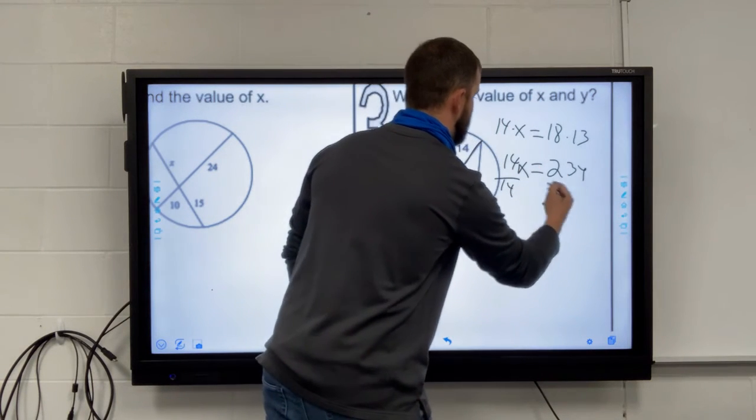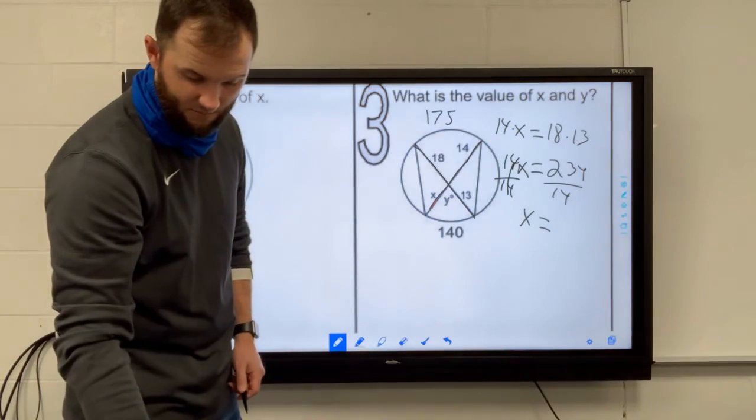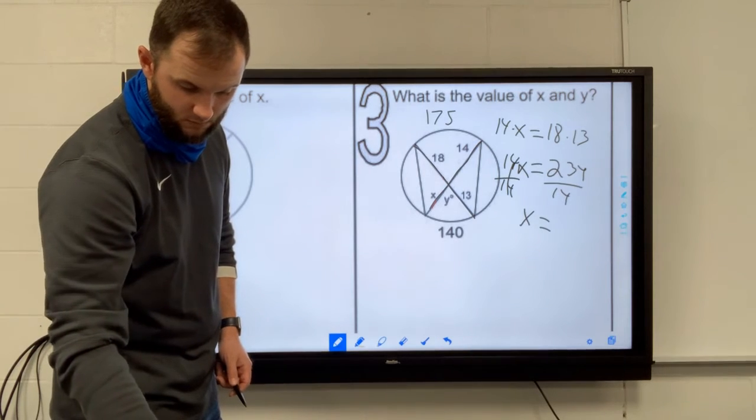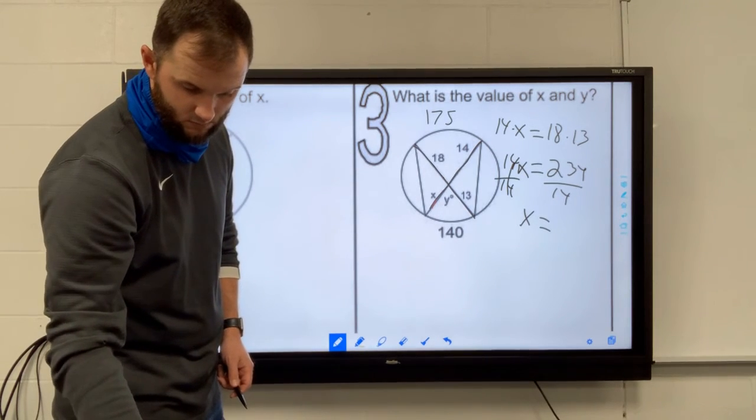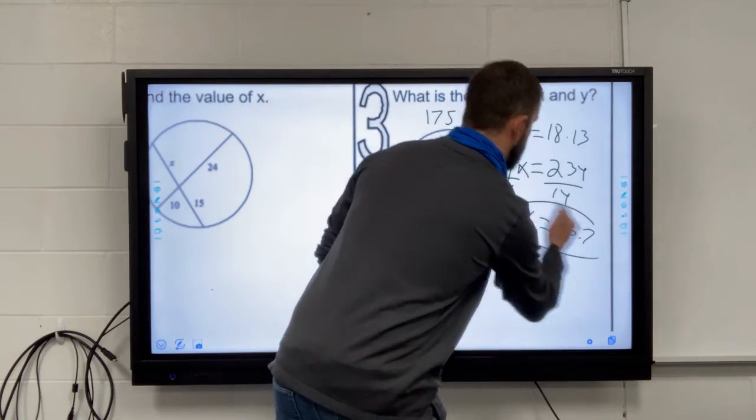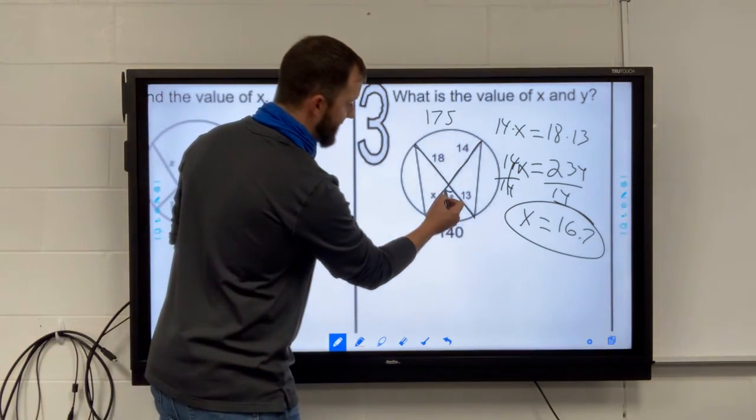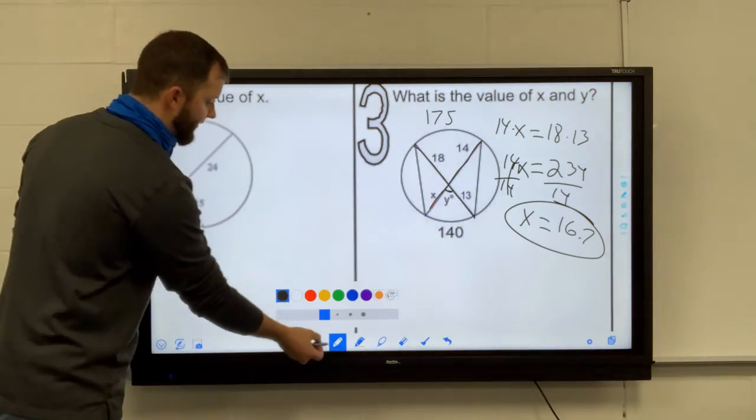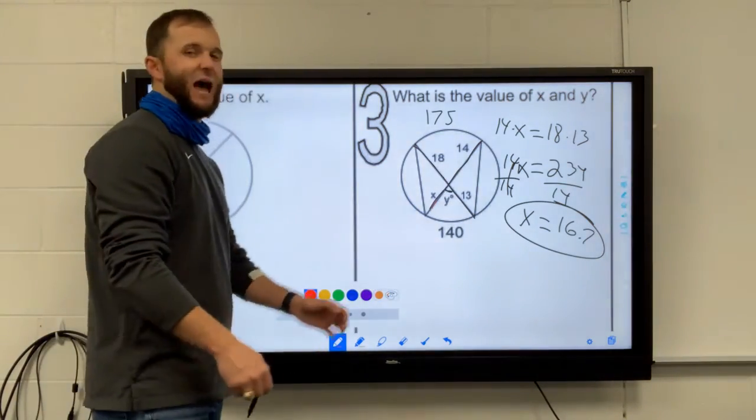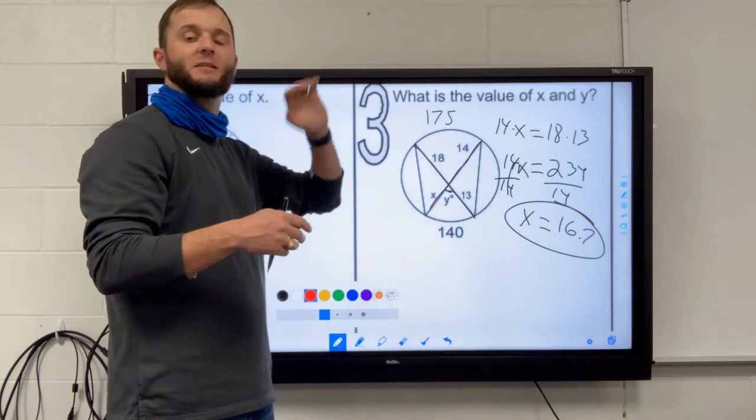Then I'm going to divide by 14 on both sides. So x is going to be equal to, and I'm going to divide that by 14, and that's going to give you 16.7. Perfect. And now lastly, if you look, y is going to be this angle right here. So I know to find the angle that is being created by my two intercepted arcs, I have to add the two intercepted arcs together and then divide by 2.